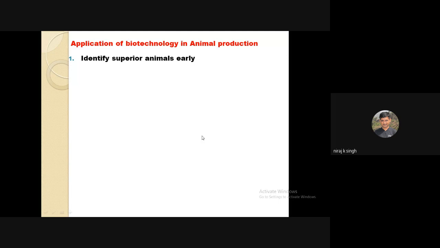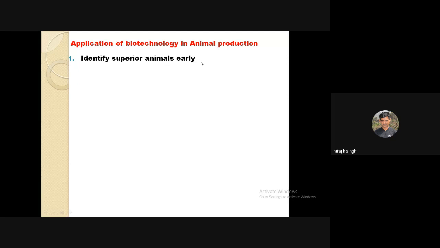So how does biotechnology play a role in improving animal production? Actually, biotechnology plays a role in several ways to improve animal production. Firstly, to identify superior animals at an early stage.